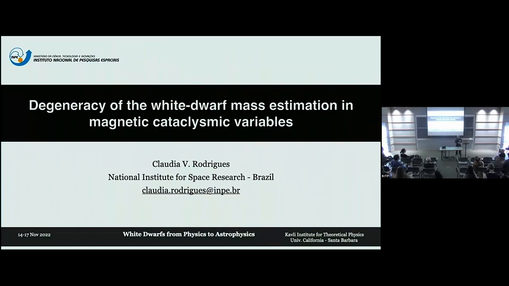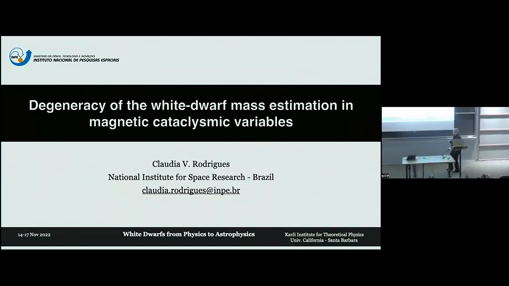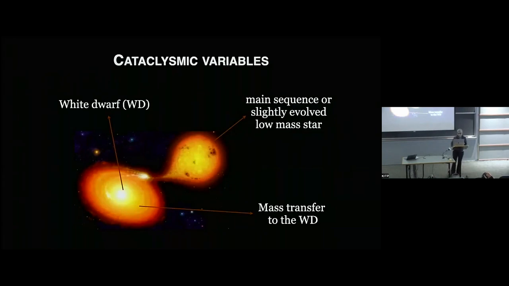Good morning, everybody. I'm going to talk about the degeneracy of determination of white dwarf mass using X-ray spectra. In fact, I'm going to talk about the degeneracy of all the parameters of those objects, but the white dwarf mass, I think, is the most important. The X-ray spectrum is used a lot for this kind of objects as a way to weigh these objects.